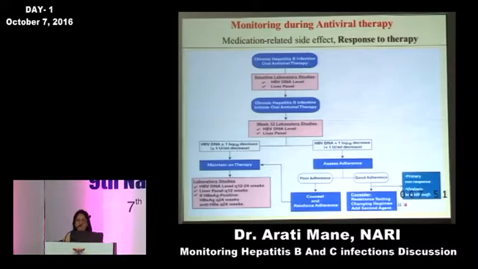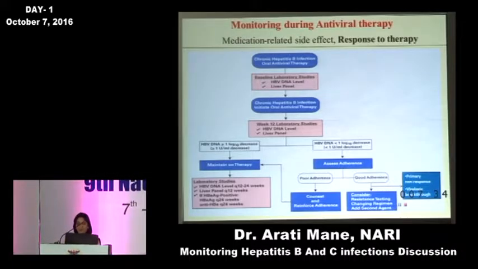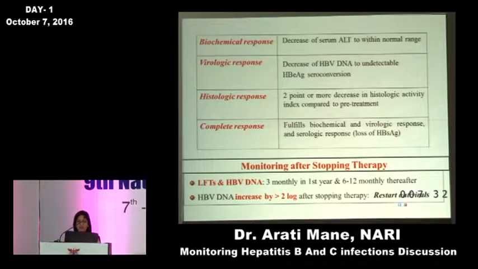But if the HBV DNA decreases by less than 1 log, then we have to look for 2 things: assess the adherence. If the person is properly adherent to the regimen, there are 2 important considerations. It can either be a primary non-response or it can be a virological breakthrough. We'll come to that in a short time.